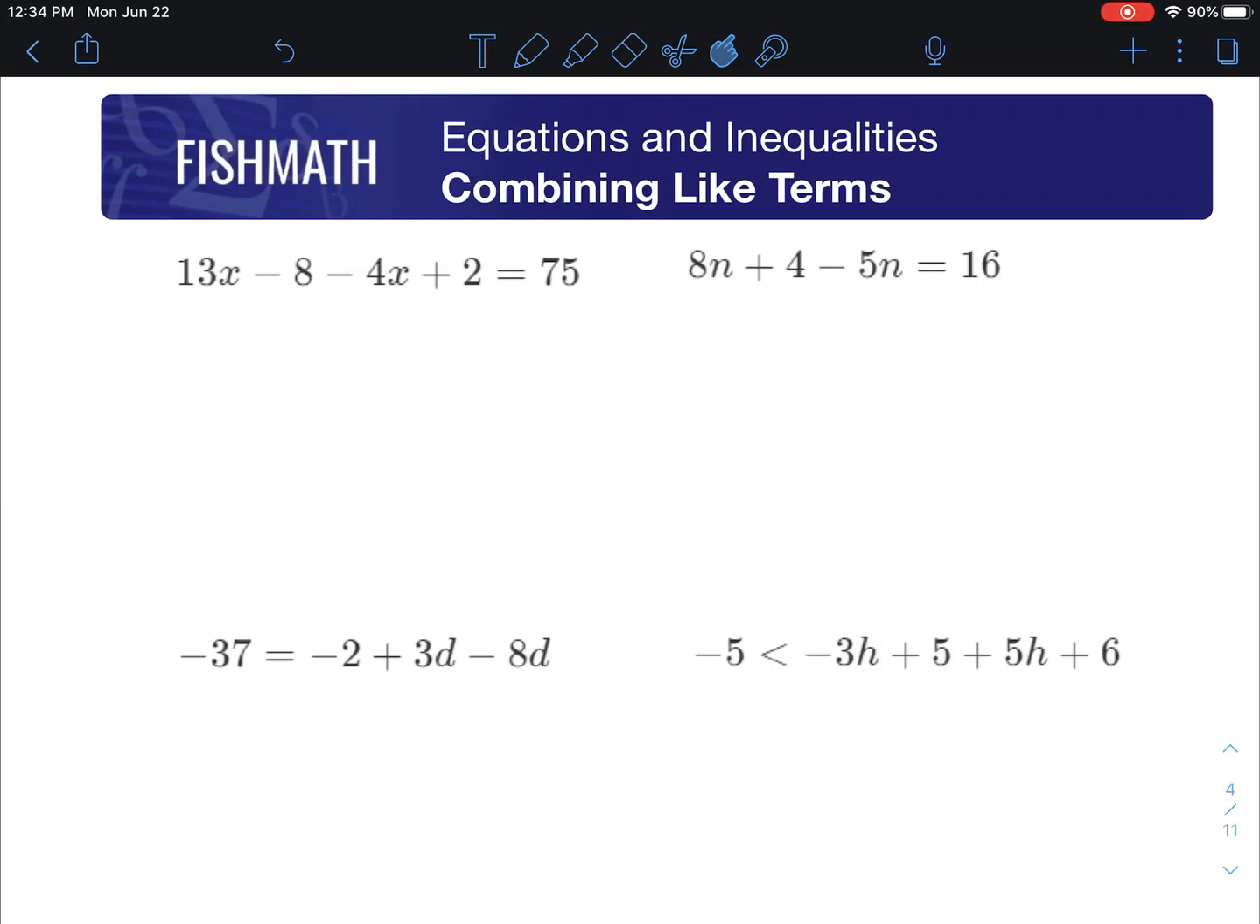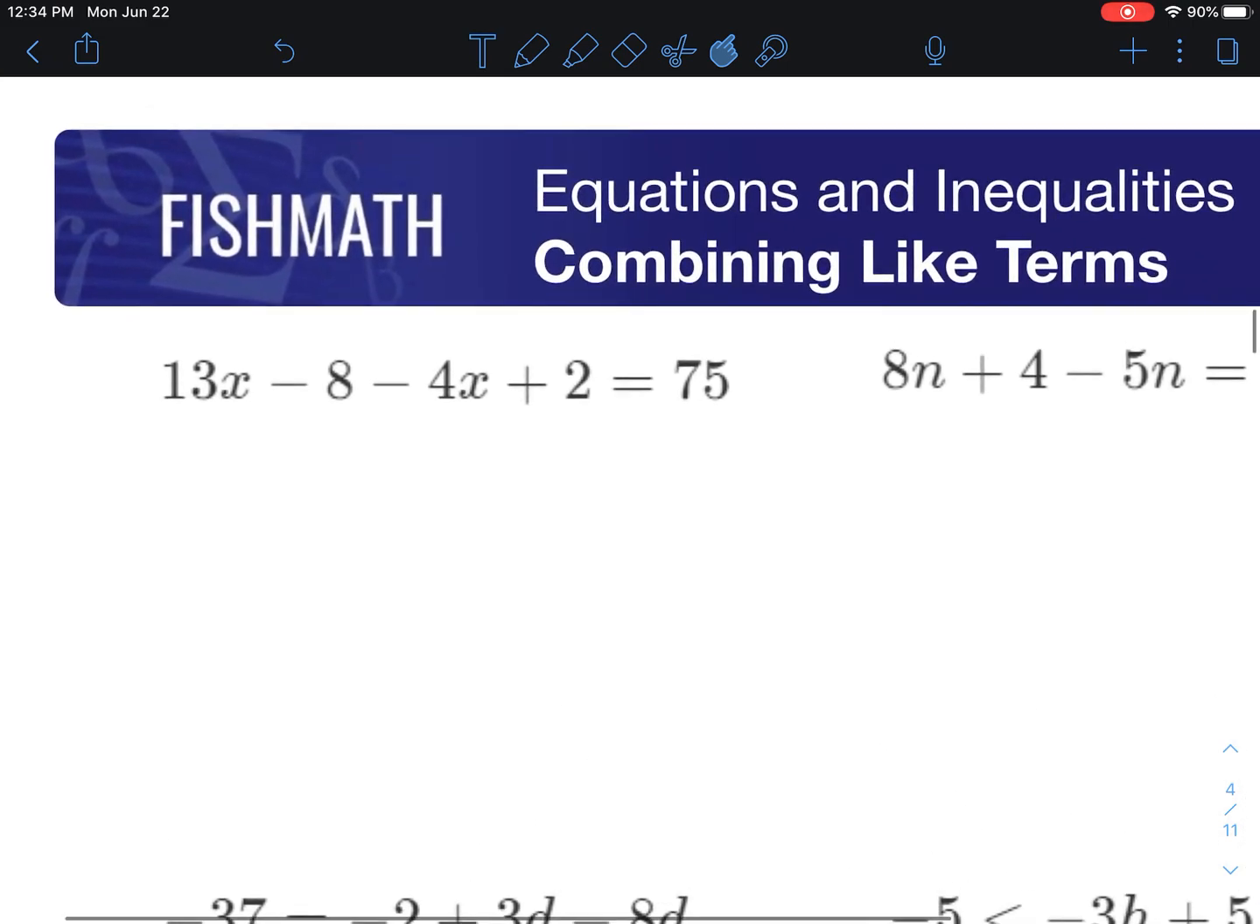Hi everyone, we're going to do a combining like terms examples here with equations and inequalities. We want to make these equations easier, more like what we're used to, which is the two-step and the one-step equations. So we're going to simplify these by combining things that go together, and then that'll make them into two-step equations, which we know how to solve.